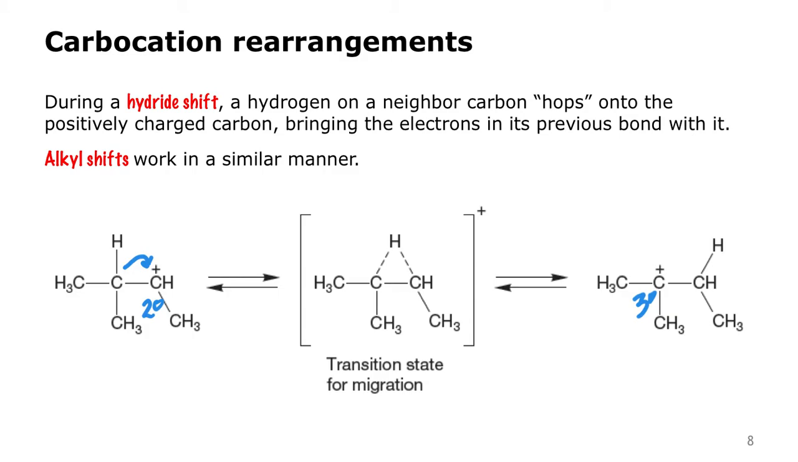It turns out that alkyl shifts can happen in a very similar way. So this hydride could, in fact, be something like a methyl group, and the methyl group can essentially hop over in the same way. So it's a mechanistically analogous rearrangement.